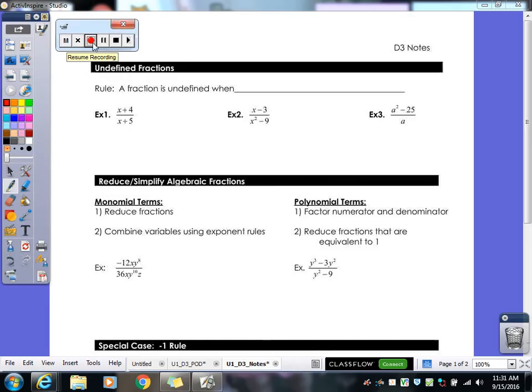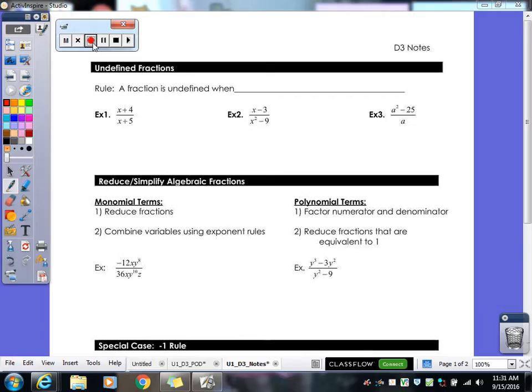We are starting to work with our algebraic expressions. So when it's an algebraic expression, what that means is it's a fraction, and there's letters in your fractions, they're not just numbers. So first thing we have to do with our algebraic expressions is talk about undefined fractions.